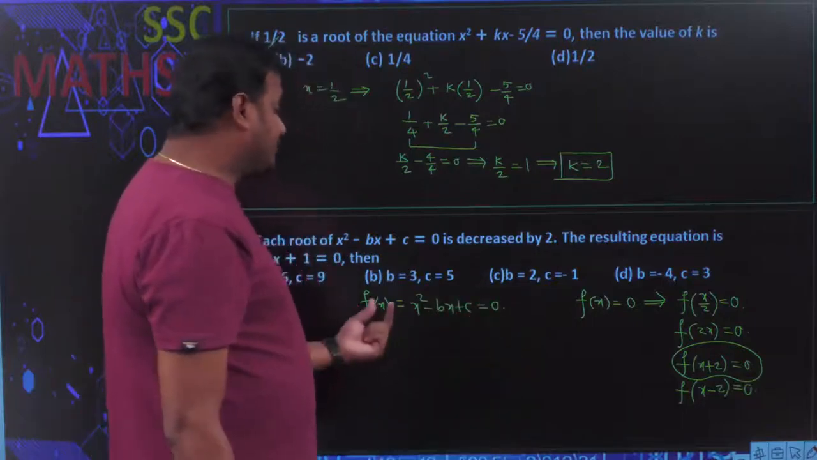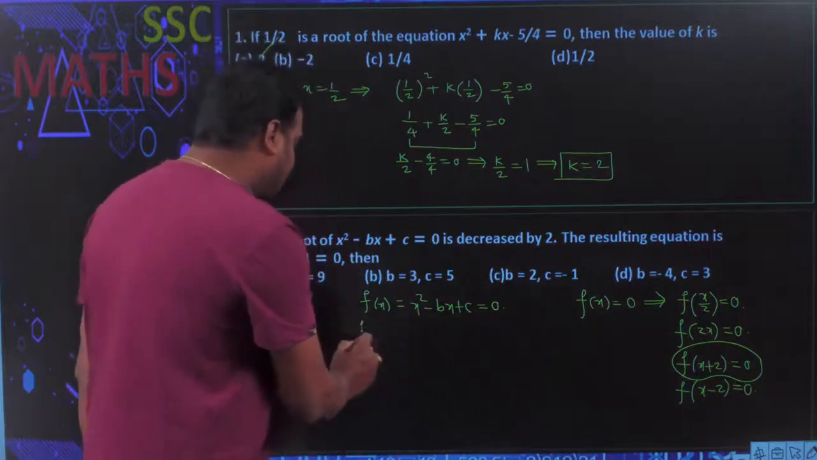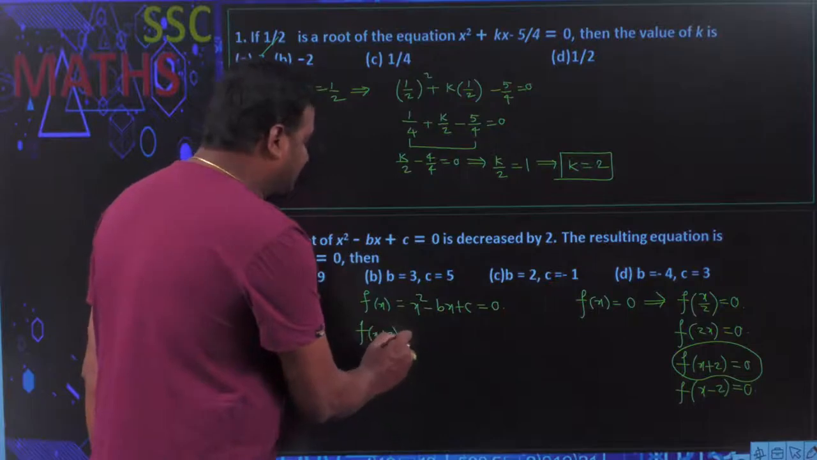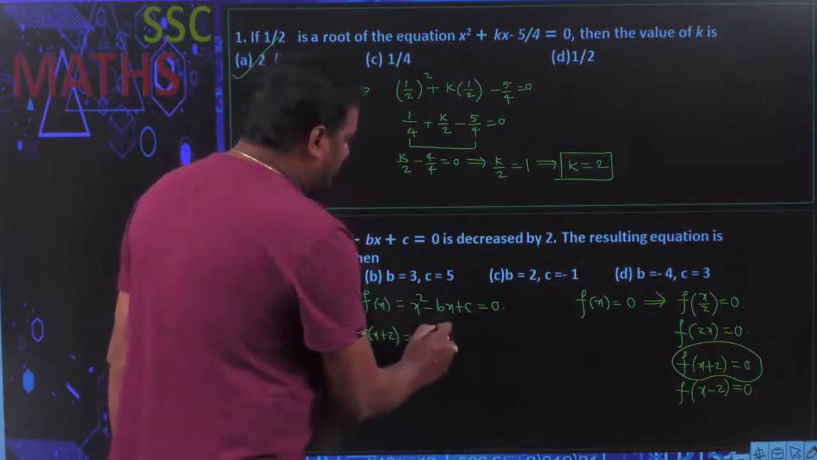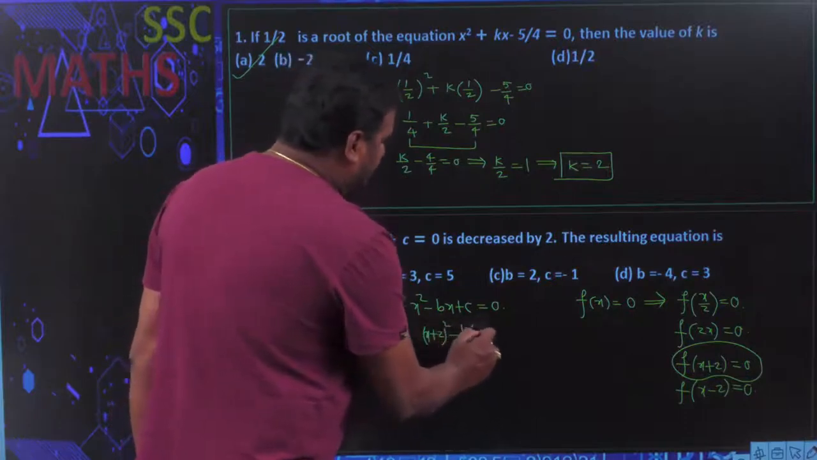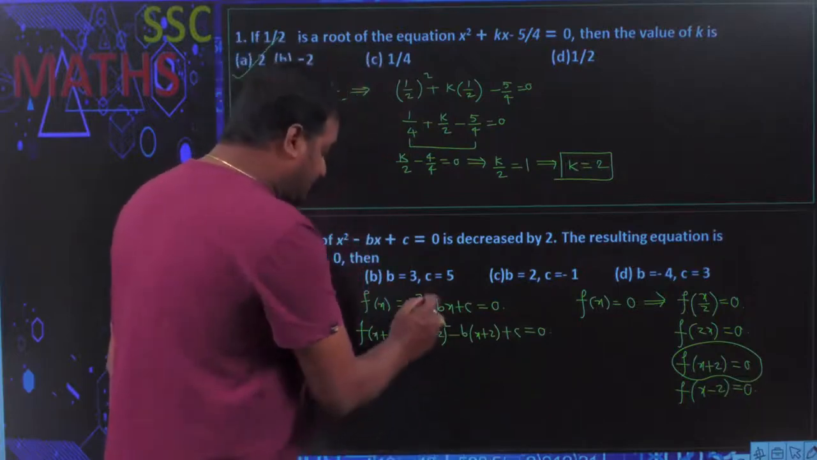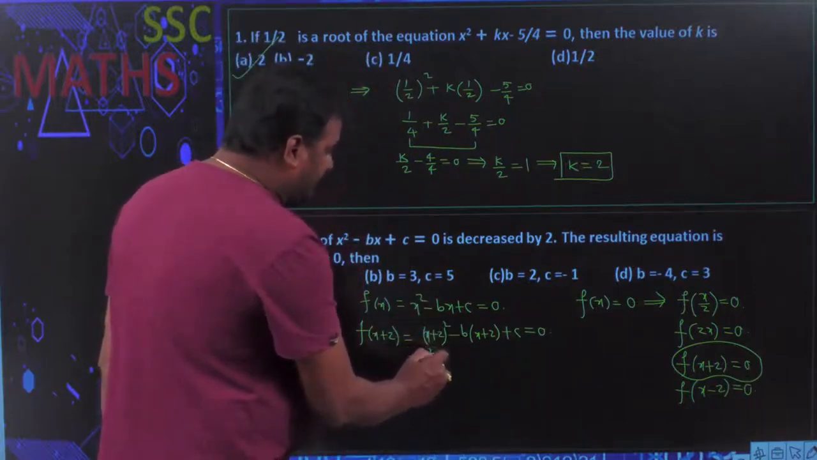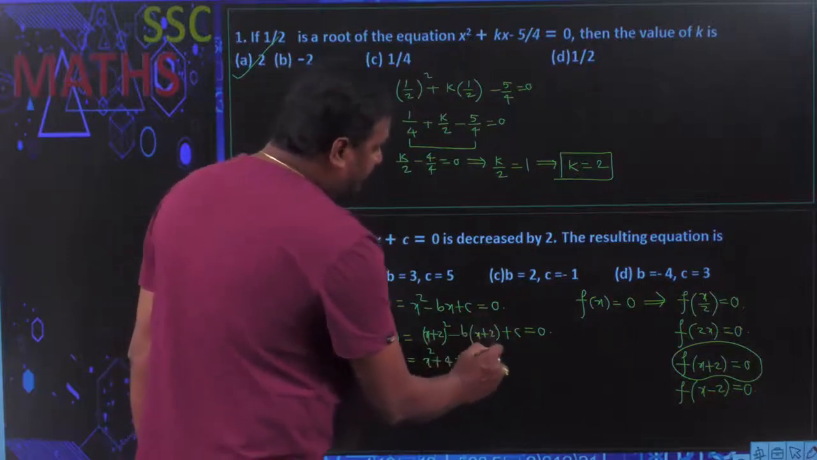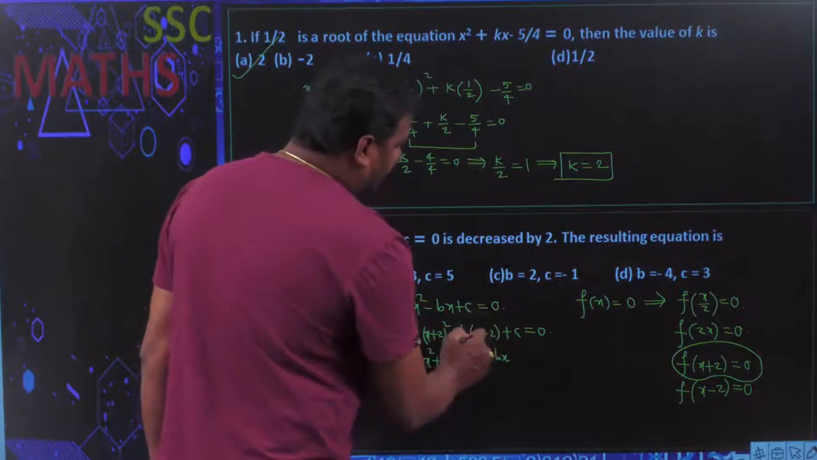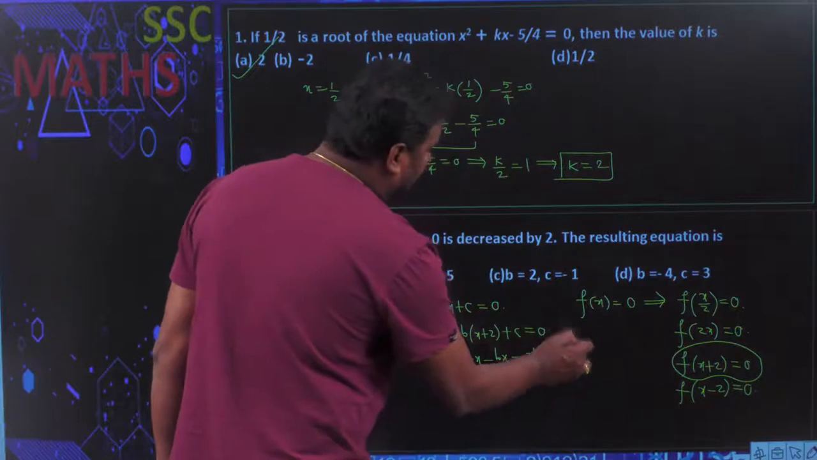Right? Whose roots are subtracted by 2, decreased by 2, means f of x plus 2 is equal to 0. So, substitute x plus 2 in the place of x. Then it will become (x plus 2) whole square minus b times (x plus 2) plus c is equal to 0. Right? (x plus 2) whole square is going to be x square plus 2 square, which is 4, plus 2 into 2, which is 4x, minus b into x is bx, minus b into 2 is 2b, plus c is equal to 0.